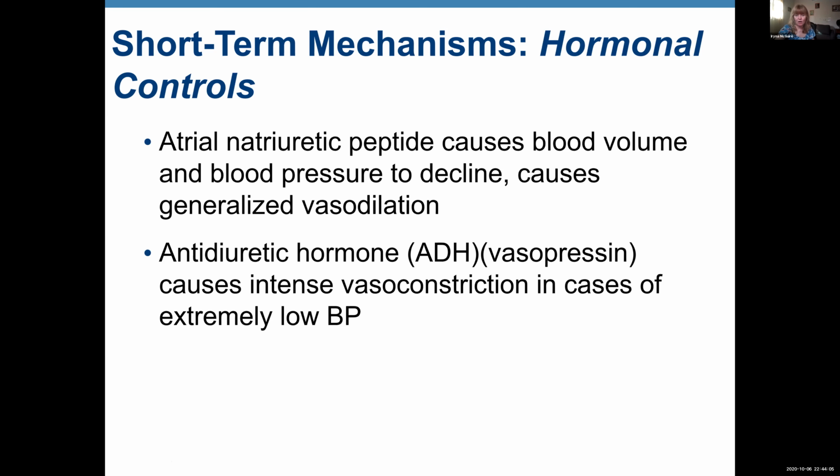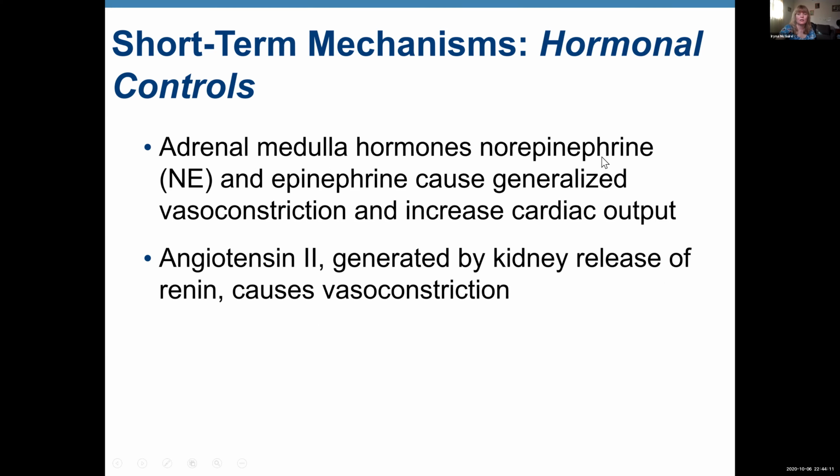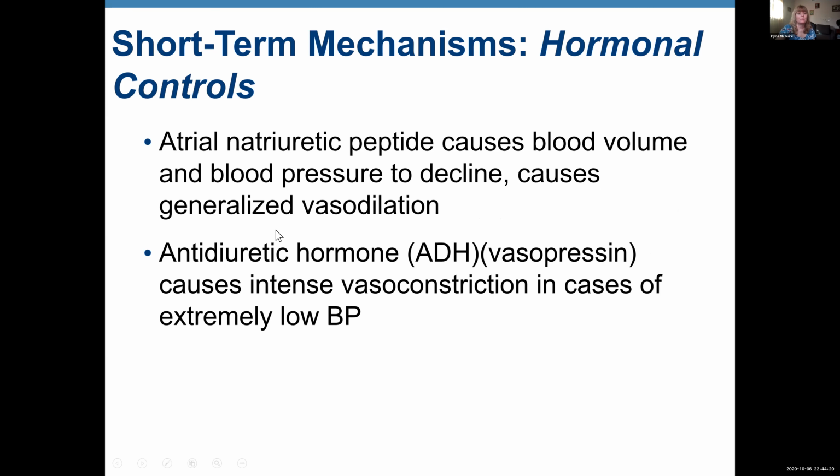your blood pressure to go up, right? It's released when your blood pressure is extremely low. So those are different hormones. Again, norepinephrine and epinephrine constrict your blood vessels and increase cardiac output, angiotensin constricts blood vessels, atrial natriuretic peptide dilates blood vessels, and ADH is released when your blood pressure is extremely low and acts on the kidneys, so the kidney retains more water. So that's hormonal control.